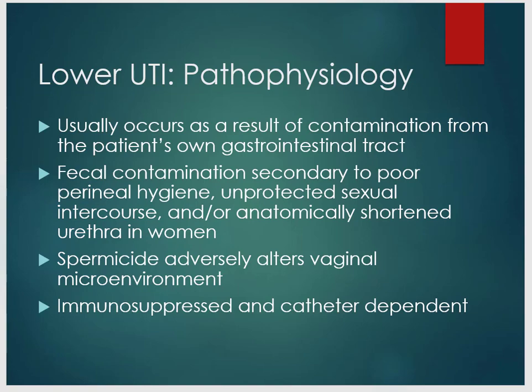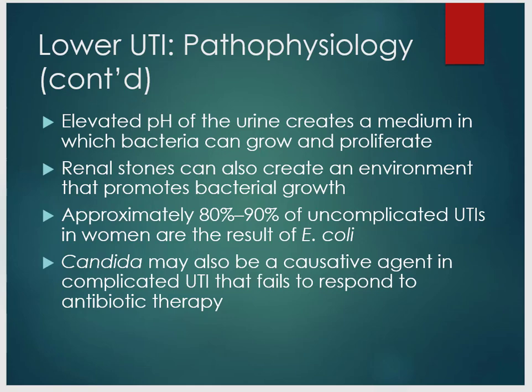Also, spermicides adversely alter the vaginal microenvironment and may predispose the area to bacteria. And then in your patients that are immunosuppressed or catheter dependent, you may notice more infections. We also know that elevated pHs in the urine create a medium in which bacteria can grow. Renal stones can also create bacterial growth, and approximately 80-90% of all UTIs that are uncomplicated are in women as a result of E. coli, which is cross-contamination from the rectum. And Candida may also be a causative agent in complicated UTIs that fail to respond to antibiotics.